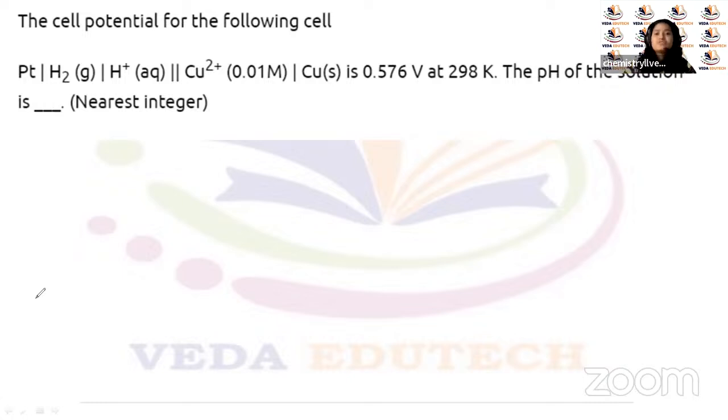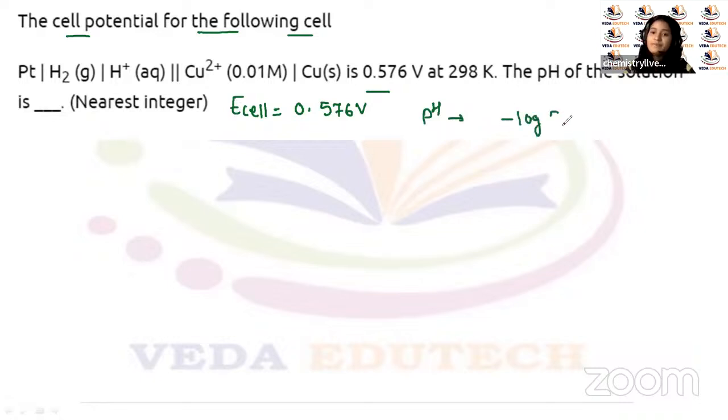This is again a question from Nernst equation. What is being asked here? The cell potential for the following cell. That is what E cell is given to us, right? What is given to us? E cell. So we'll write it down, whatever is given to us. We are being asked about the pH. What are we asked? pH. pH, you should know, it is nothing but minus log of H plus. So that is being asked to us. So we'll find out what is the answer here.